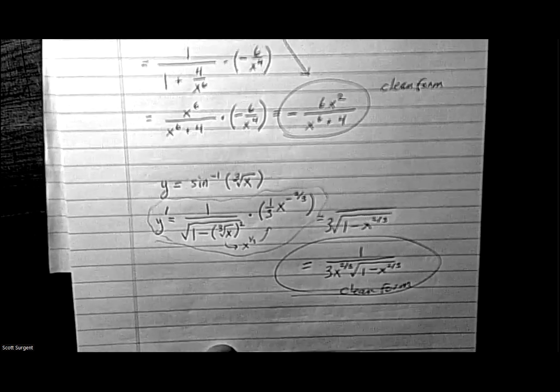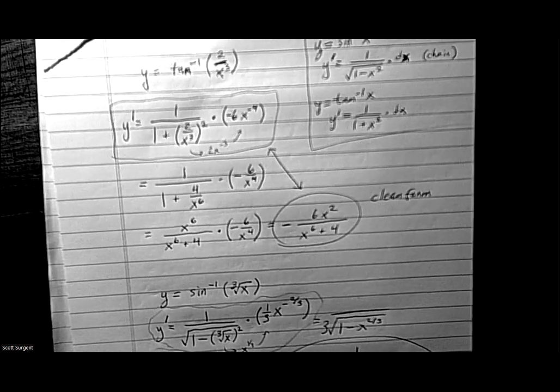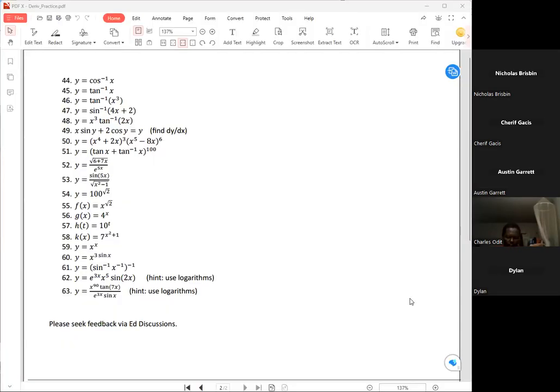All right, so there we go. We have a couple questions there on the arc functions, arc sine and arc tan. So I'm going to share the screen. Number 58. The function is K of x equals 7 to the x squared plus 1.